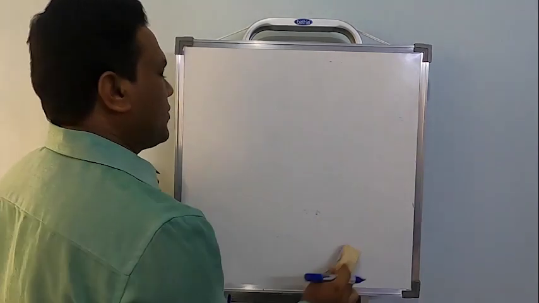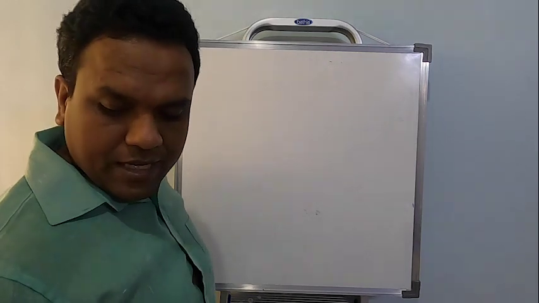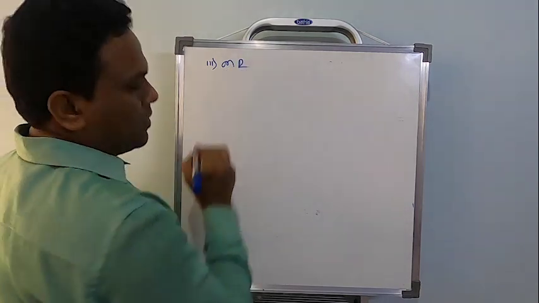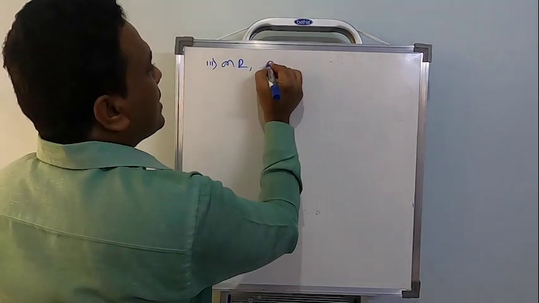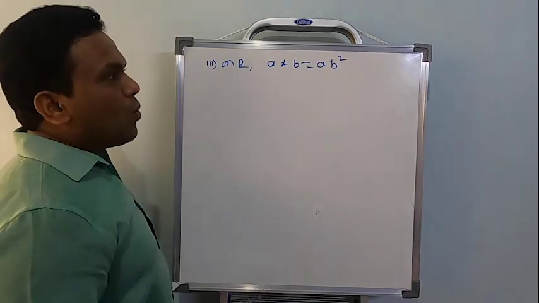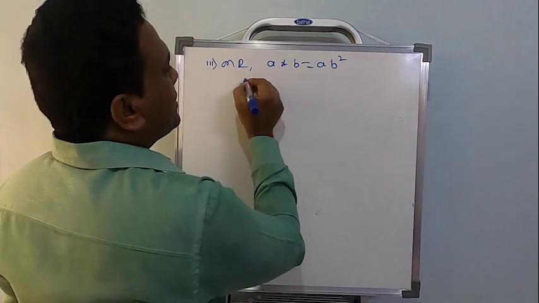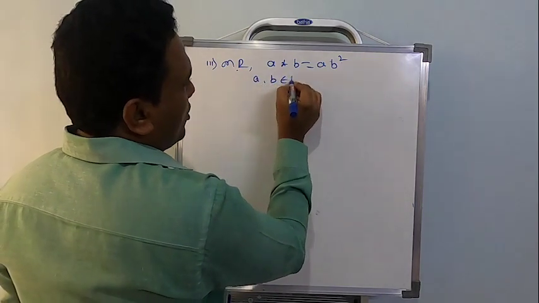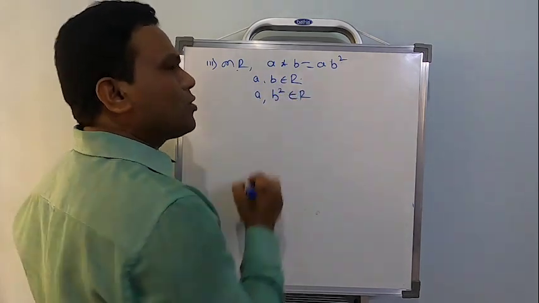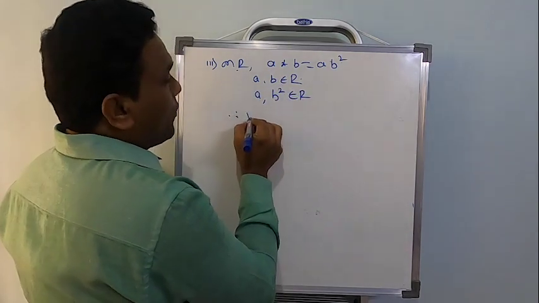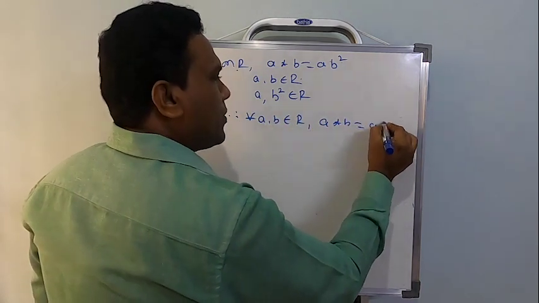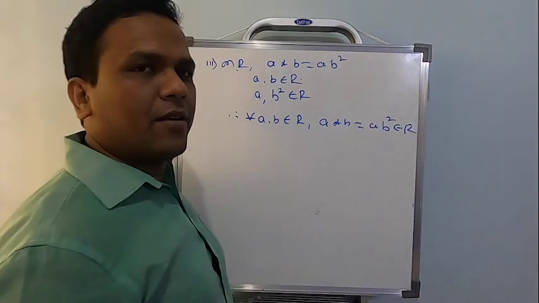So that is the second problem. You have done it. Now let's move on to the next problem, number 3. Under this problem, on R, that is on real numbers, star is defined as a star b equals ab square. Remember a, b belongs to R. a is a real number, b is a real number. If b is a real number, b square is also a real number. Therefore, whenever I consider a, b belongs to R, a star b equals ab square is also going to be a real number.